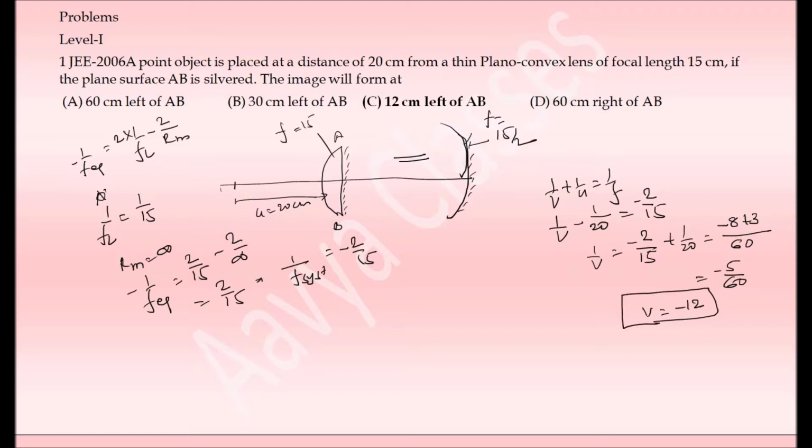So the negative sign of v says that the image will be formed on the side of the object, that is, the image will be formed at the point I, and the distance of I from this mirror is equal to minus 12. So the image will be formed at 12 centimeter left of AB. So option C is correct.